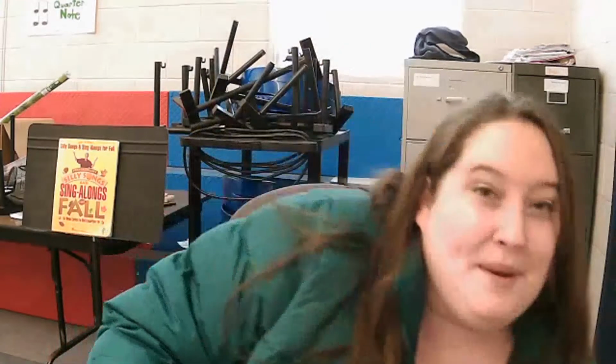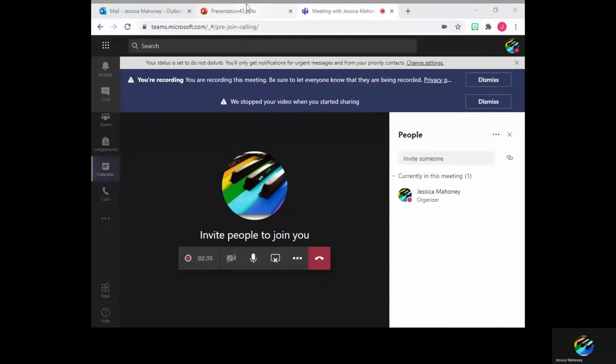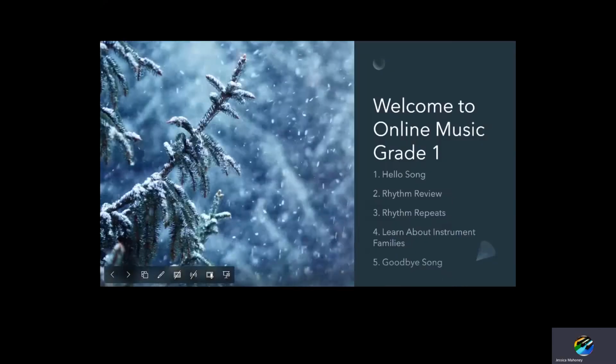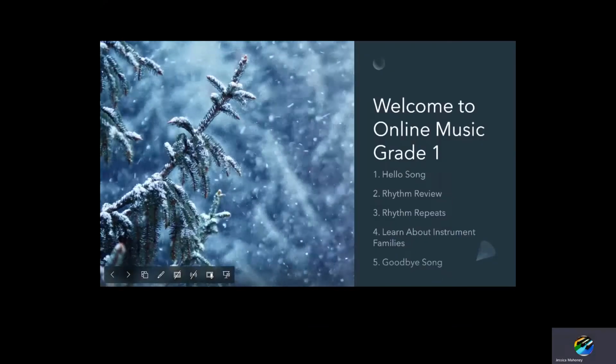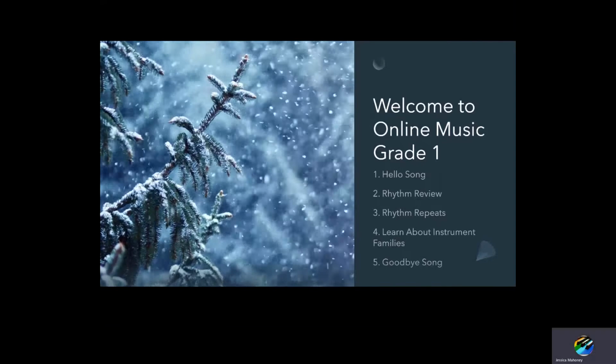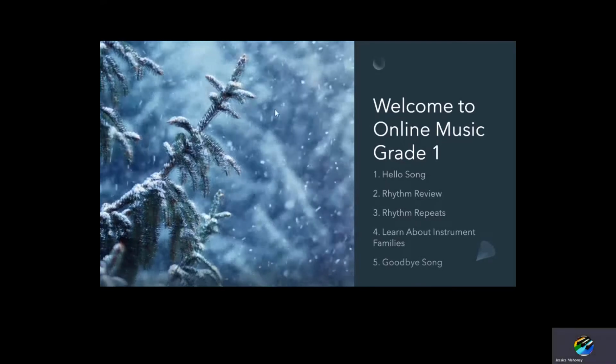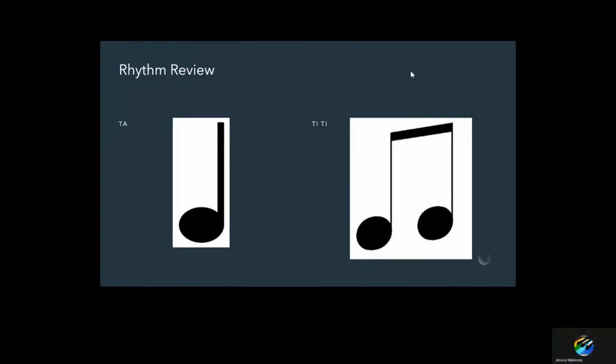Alrighty, let's get back to our screen. Everyone should be able to see the trees again with the snow. Let's go to the next page. So let's look at some rhythms. We have 2 on the screen right now.